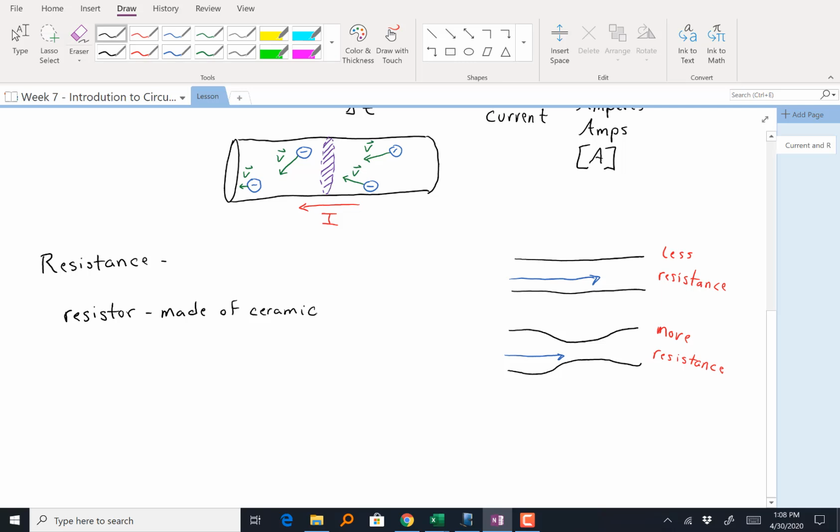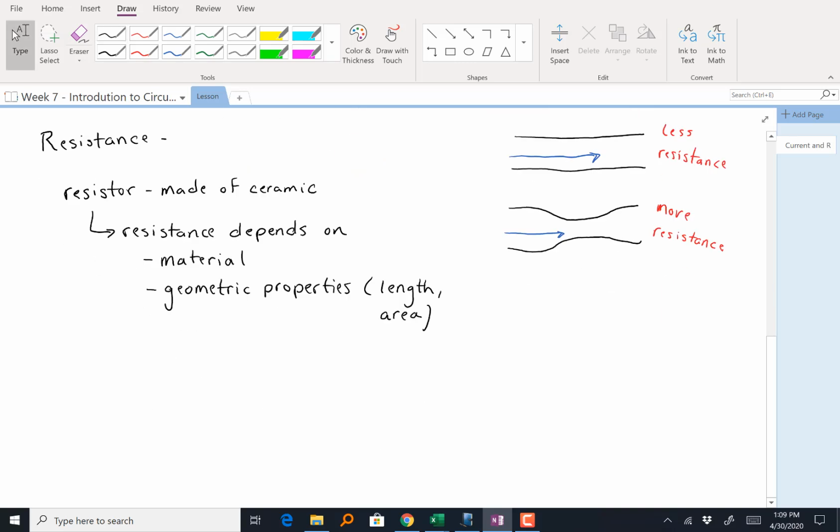All right, so resistors have this quantity of resistance associated with them, and the resistance depends on the material that the resistor is made of and the geometric properties of the resistor. When we're measuring resistance, this is going to be measured with units of ohms. A typical resistor is constructed to have a resistance from anywhere from about 2 ohms to maybe 10 megaohms, or 10 times 10 to the 6th ohms. Those are some typical values for resistors.